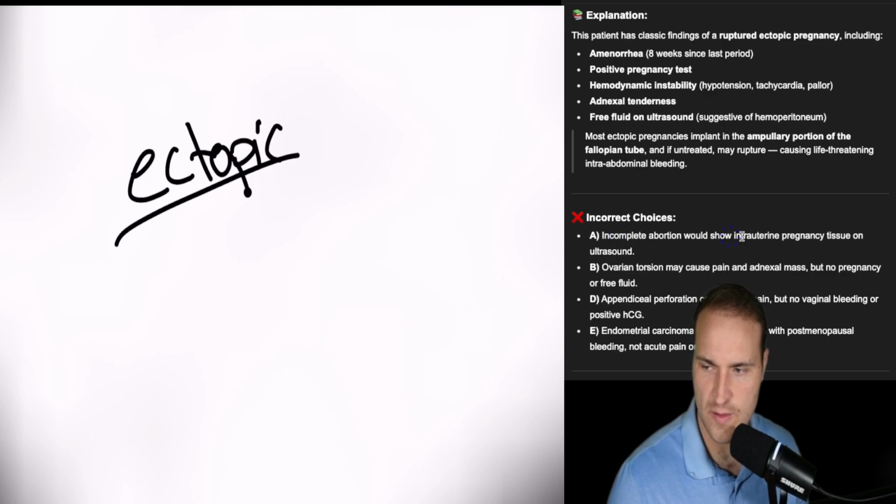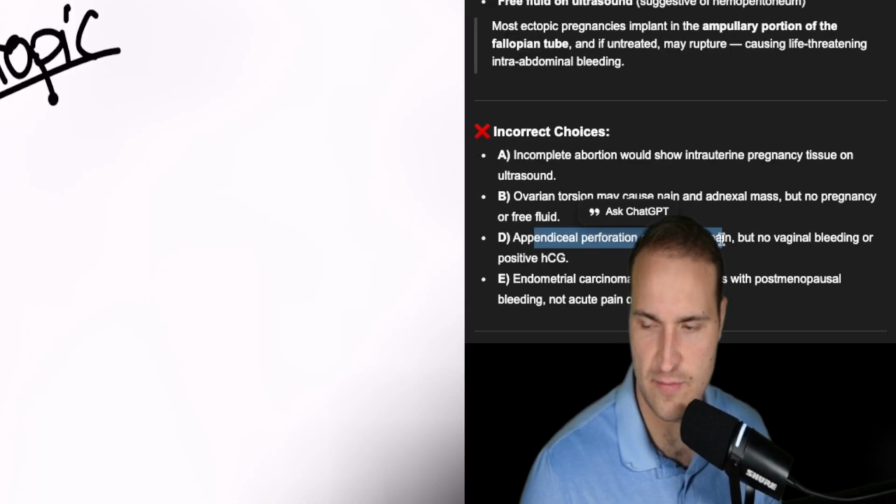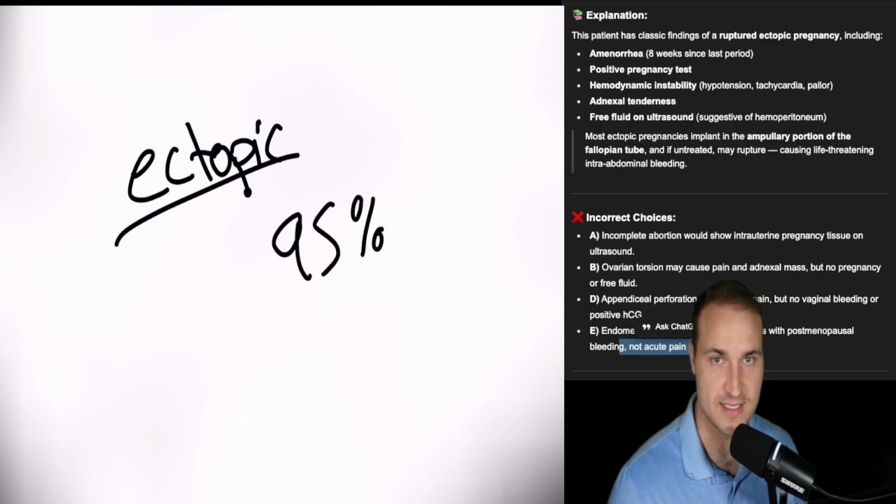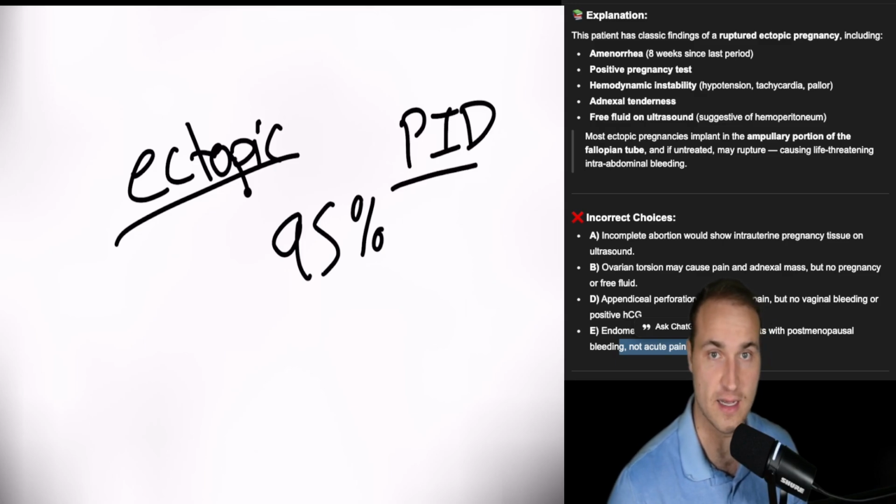Incomplete abortion would show intrauterine pregnancy. Ovarian torsion would show pain and adnexal mass, but no pregnancy. Important. The appendix perforation would cause right lower quadrant pain, but not vaginal bleeding. Endometrial carcinoma presents with bleeding, not acute pain and shock. 95% of ectopic pregnancies implant in the fallopian tube. And the risk factors are pelvic inflammatory diseases like PID, that's a big one to look out for. Also tubal surgery, endometriosis, and infertility treatments. All that stuff can cause these things to happen with more frequency.